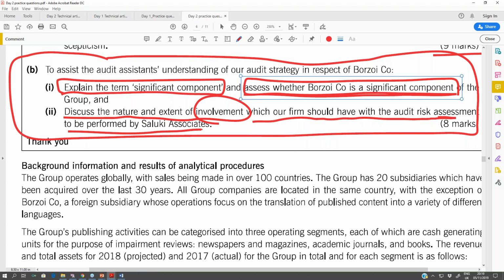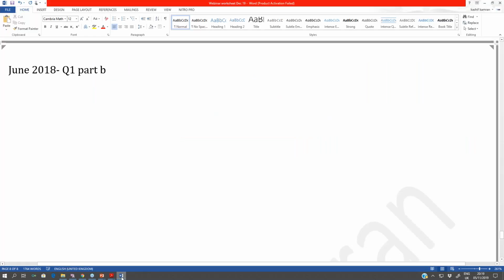So 3 things are being asked for 8 marks. First, to explain the term significant component, then to assess whether Borzoi is a significant component, and then to discuss the nature and extent of the involvement. See, I circled the word involvement, which our firm, Whippet, would have in Saluki Associates. So it is an 8 marks requirement and a very diversified requirement. I hope you're understanding. The requirement is for 8 marks, but these 8 marks are broken down into 3 things.